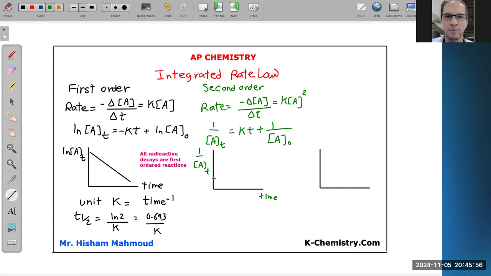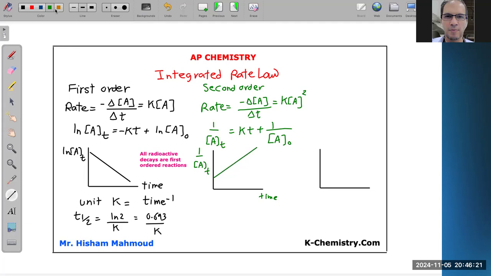And don't forget, please, in the multiple choice, a lot of people will choose the one that's like that. Be careful, in the exam it may ask you: is this the curve or is this the curve for the second order? I tell him no, this is 1 over the concentration, not the concentration. So with time the 1 over the concentration increases, not decreases.